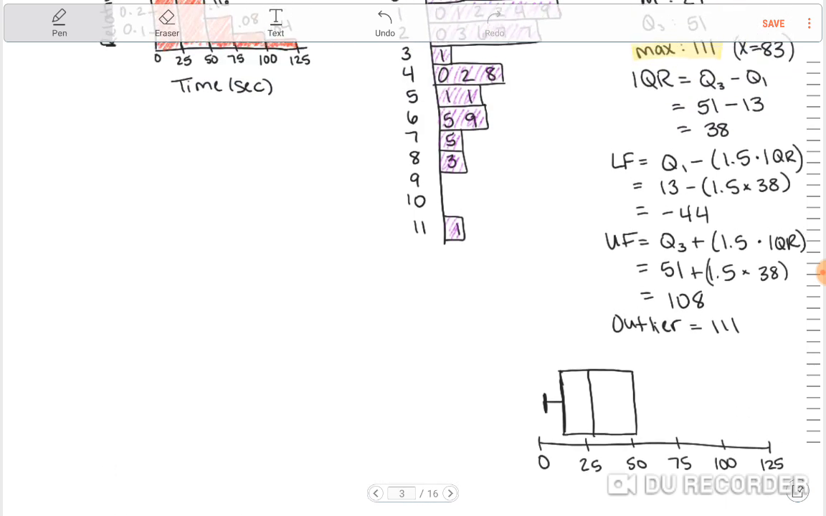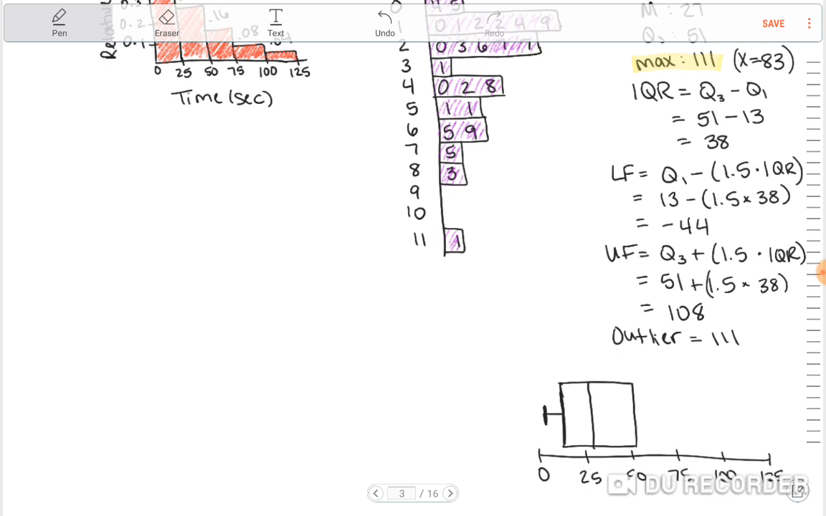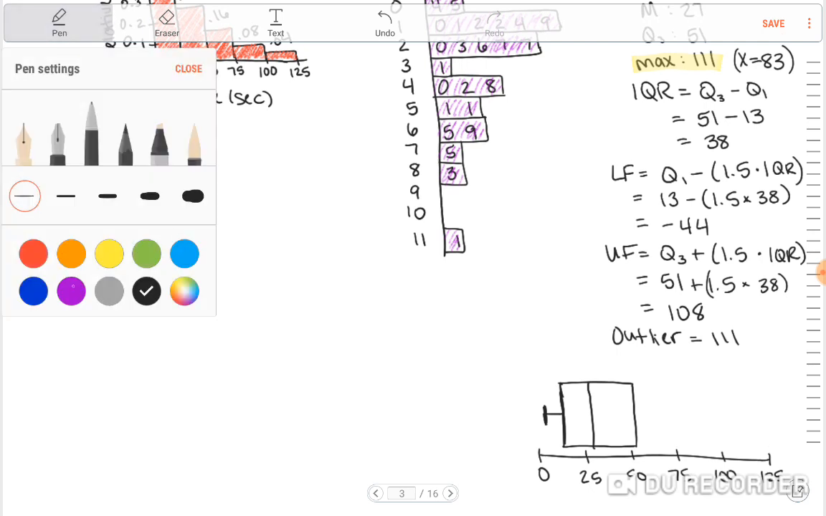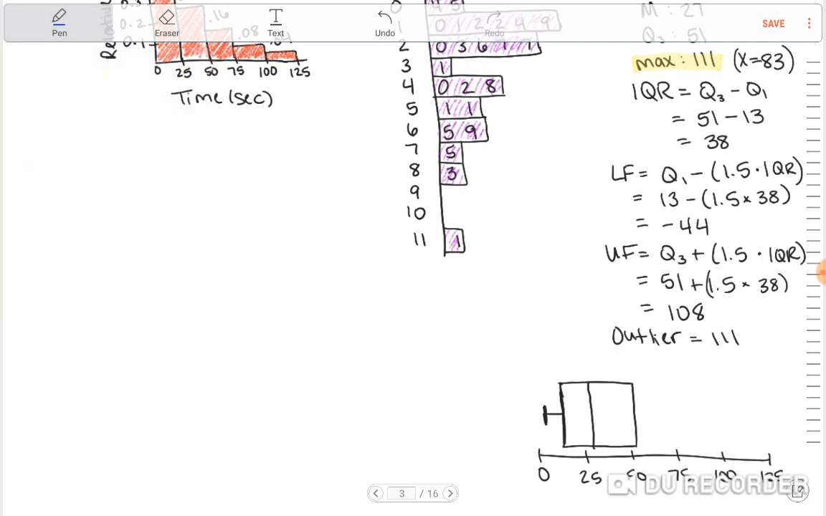And then my other whisker. Now, here's the thing. That 111, that's the outlier, right? So I'm going to put that on here with a blue, and I'm going to use a little star. So 111 should be about, I don't know, here.